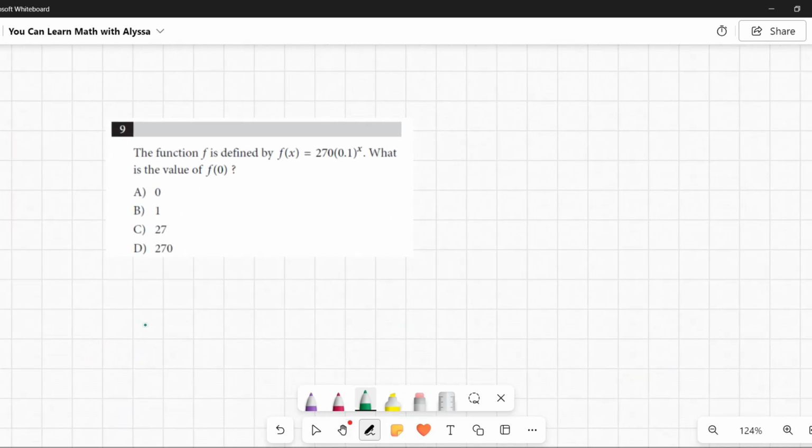Number 9, the function f is defined by f of x equals 270 times 0.1 to the power of x. What is the value of f of 0? Wow, 3 function questions in a row. Okay, so once again, when we say f of 0, because this is an f of x problem, everywhere that there is an x in this equation, we will plug in 0 and then see what result we get. So let's do that.